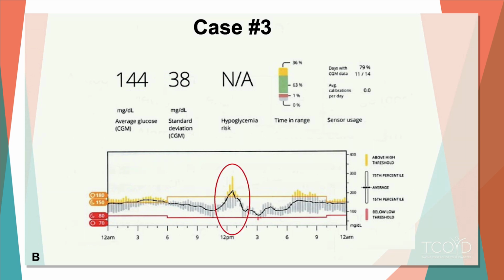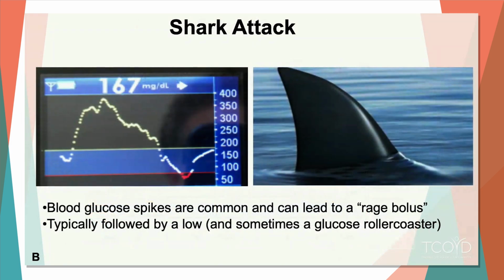So this is what we like to call a shark attack, and I'll show you why. So it's a shark fin, right? It's that pointy post-meal, after-meal spike, and then followed sometimes by a rage bolus. You just need to get that big spike down, and it usually ends with blood in the water. And you can see how down at the end there's red. That was good.